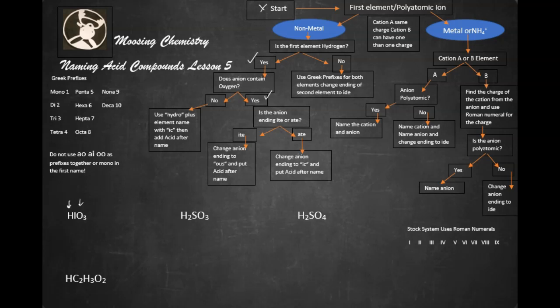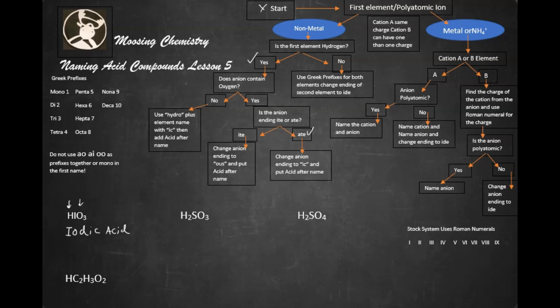Is the anion ending ITE or ATE? Well, it is going to be ATE. It's the higher form of the oxygen because it's an O3. So we're going to end with ATE. This is going to make this iodic acid. Iodic acid. Okay. Let's look at the next one here.